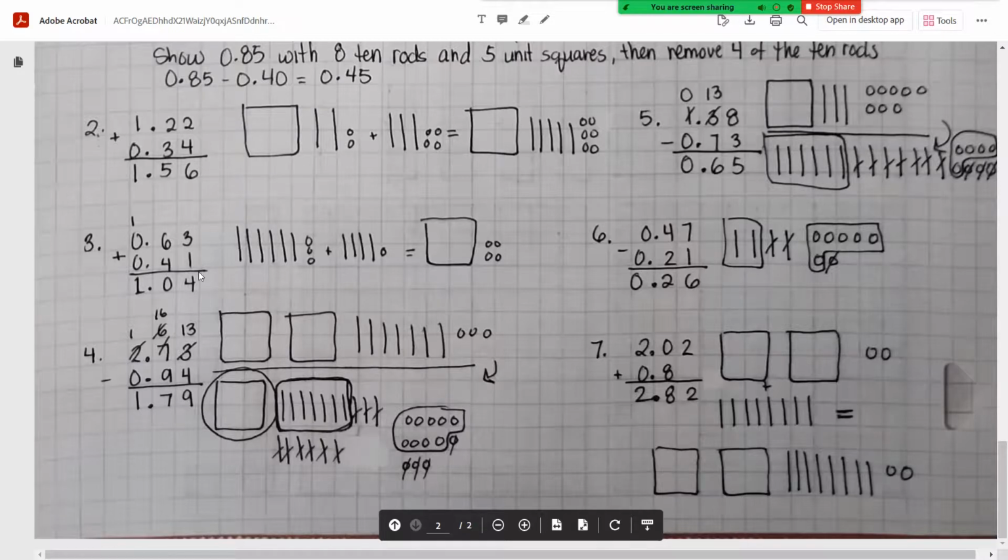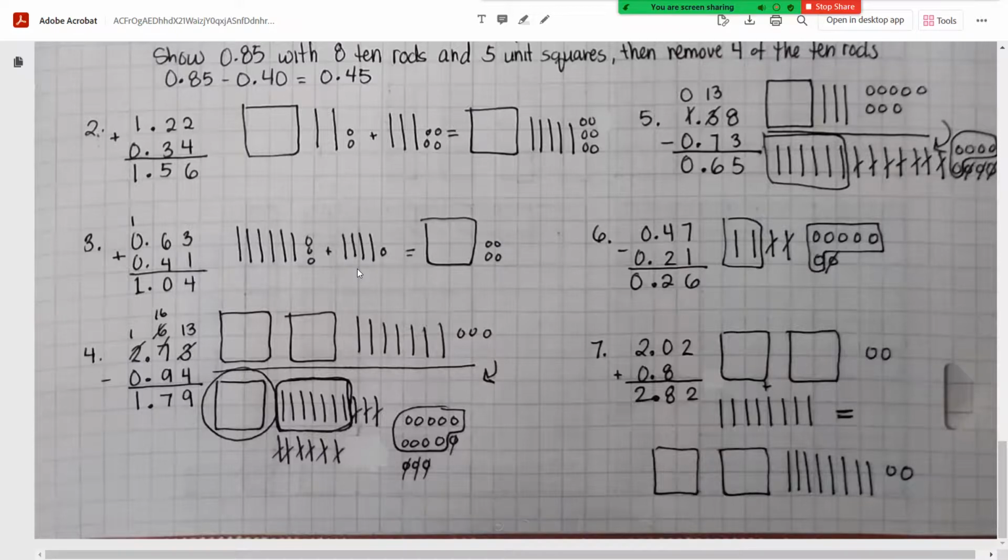63 hundredths plus 41 hundredths. We knew the 60 plus the 40 made 100, or a full 100 flat, so that's 1 whole, plus the 4 individual little hundredths left over, so 1 and 4 hundredths.